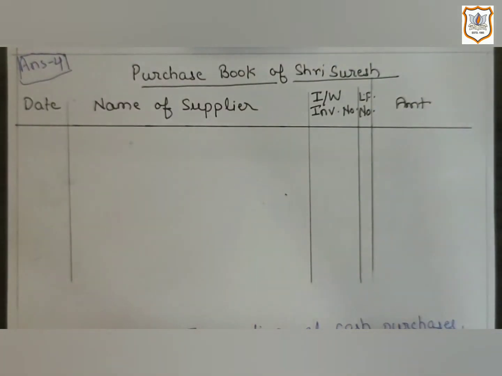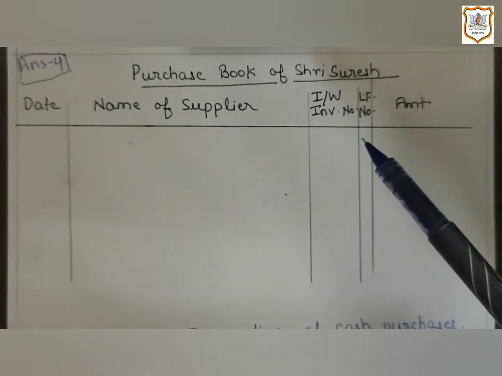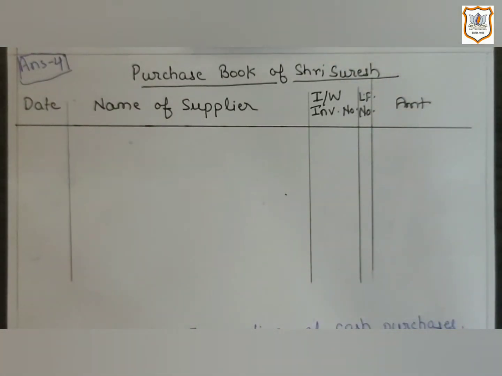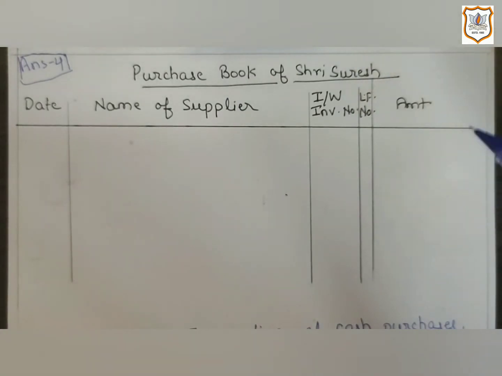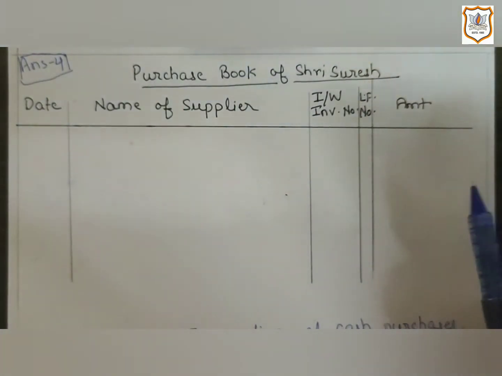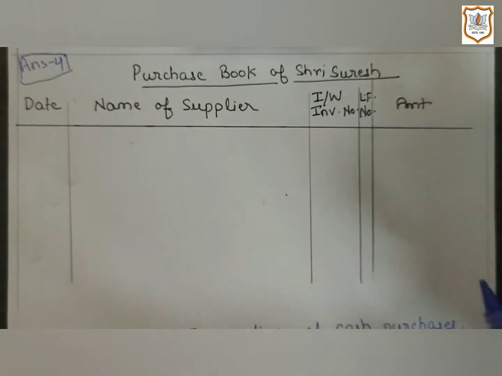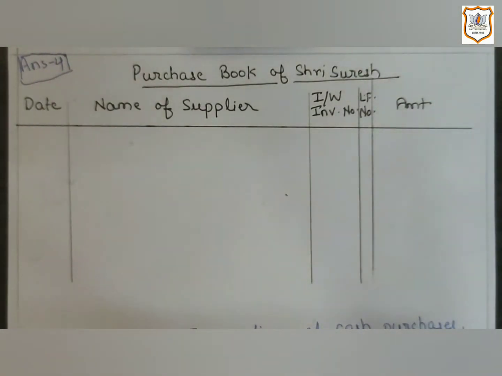Then next column is of ledger folio number. That means the page number of the ledger on which the amount is credited in the account of the concerned supplier is recorded in this column. But here this column will go blank as here we are not preparing ledger. Then last column is of amount. In this column, amount of net purchase arrived at after deducting trade discount is recorded.